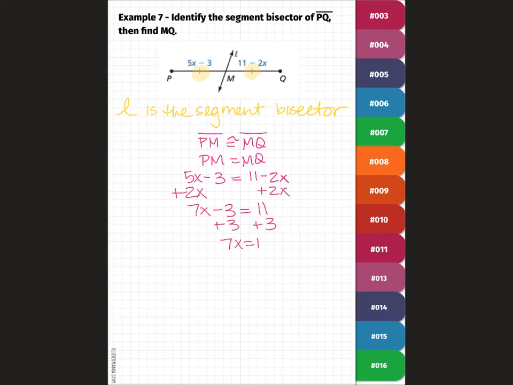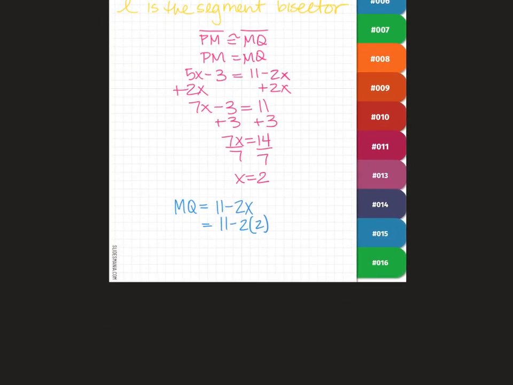So 7x is equal to 14. Divide both sides by 7. So x is equal to 2. But am I done? Absolutely not, because my instructions say find the length of MQ. MQ is equal to 11 minus 2x. So that's going to be 11 minus 2 times 2. And so that means that that's going to be 11 minus 4. So MQ would be equal to 7.